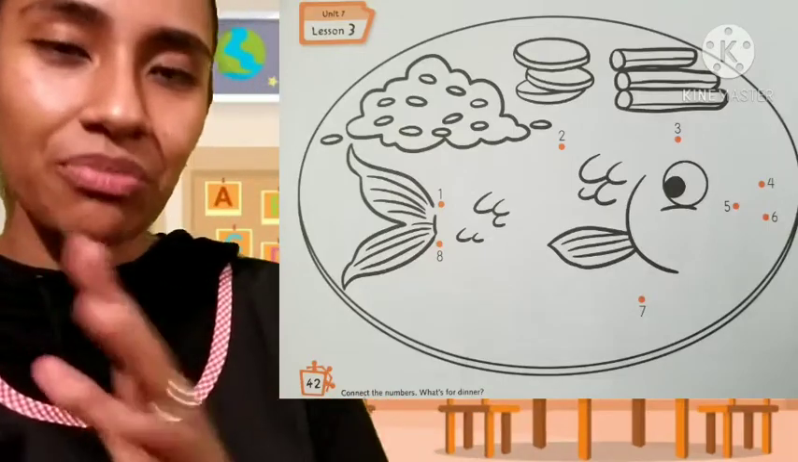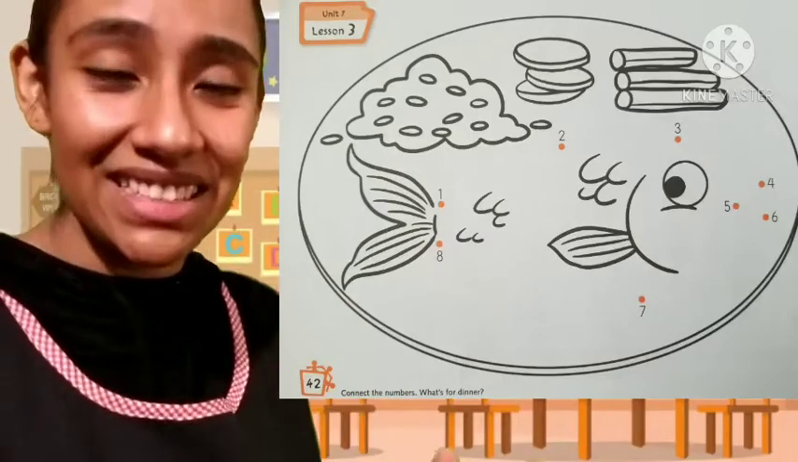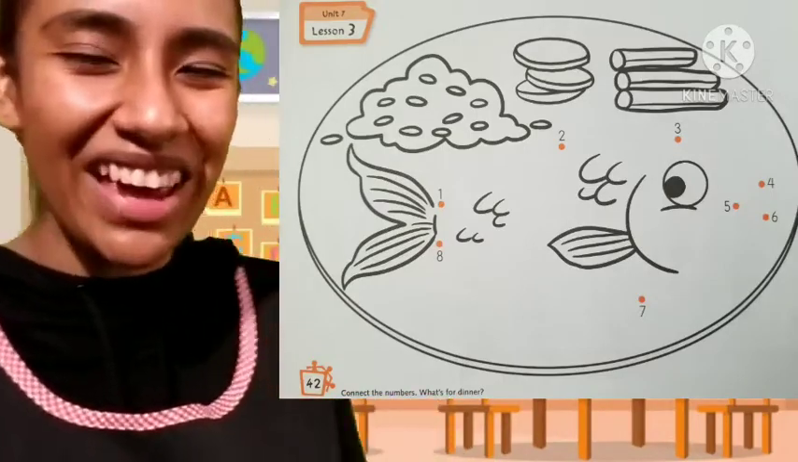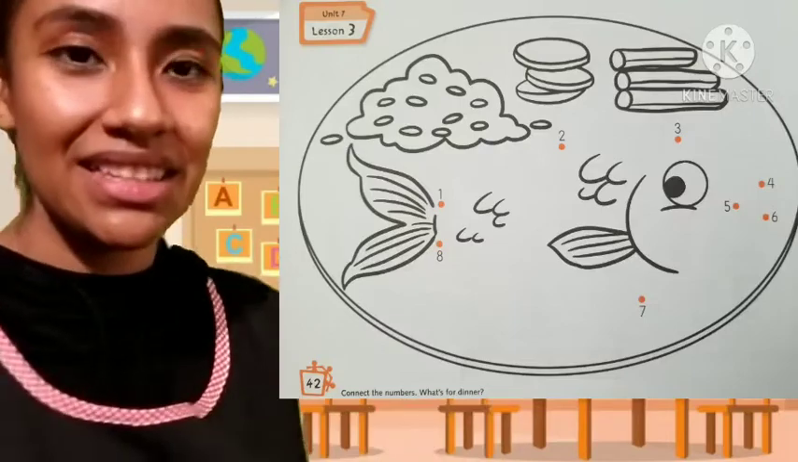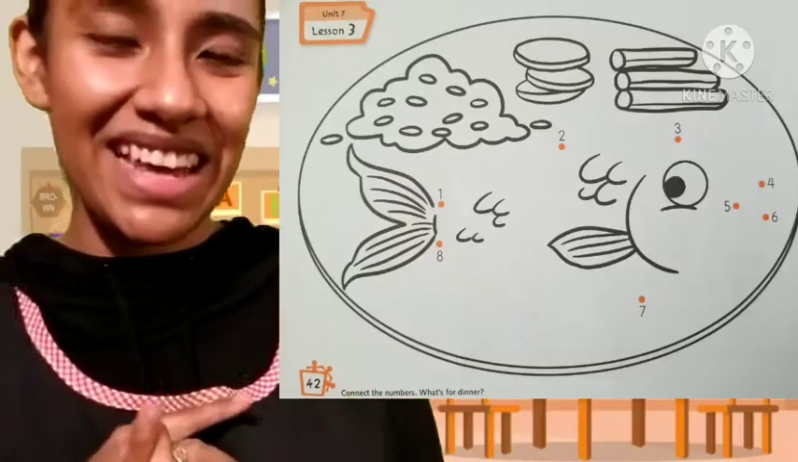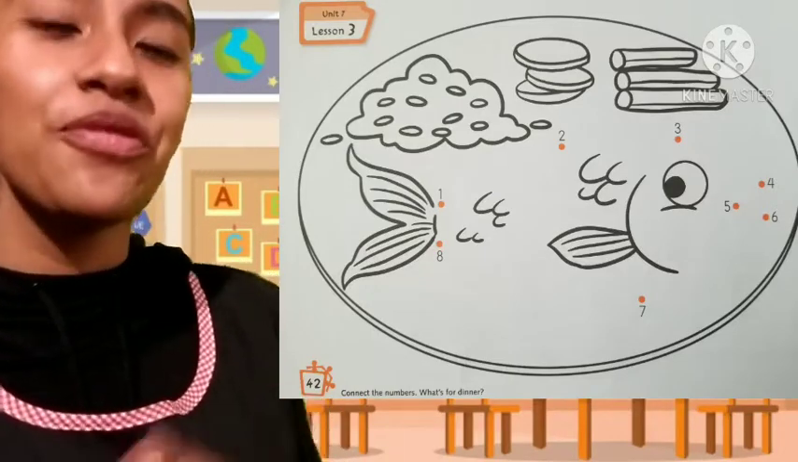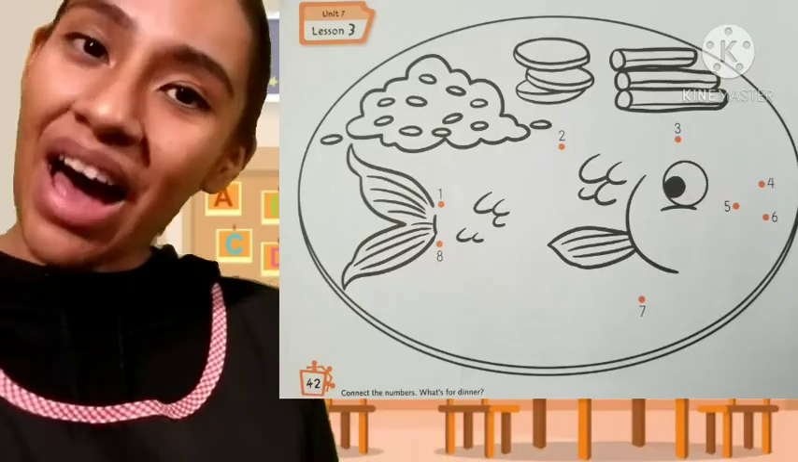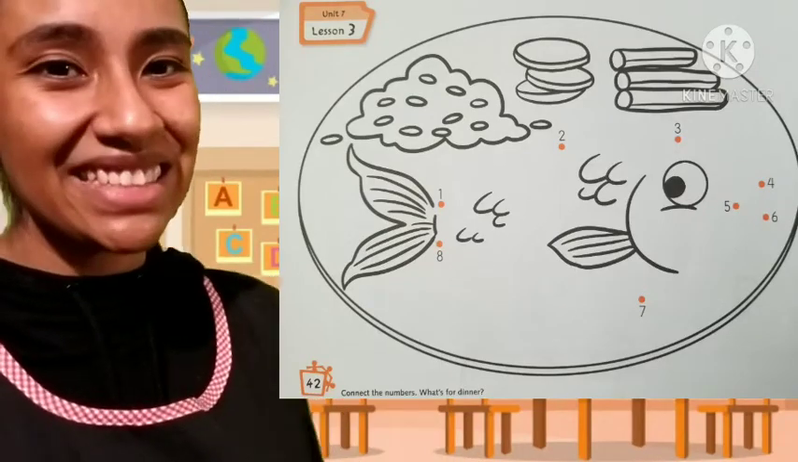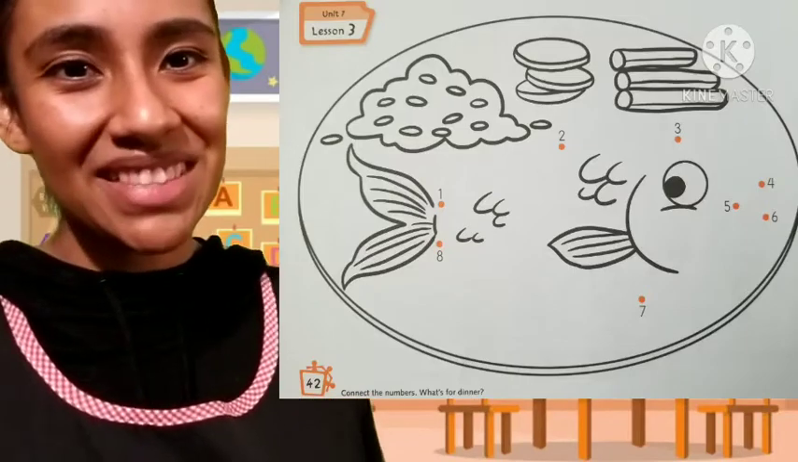From number 1 to 10. From number 1 to 8. No 10, not 10, ¿ok? Number 1 through 8. Del número 1 al 8 van a conectar, ¿sí? 1, 2, 3, 4, 5, 6, 7, and 8. Y 8, ¿sí?